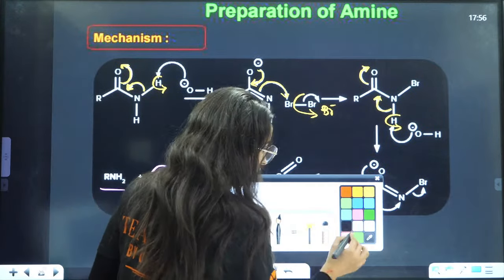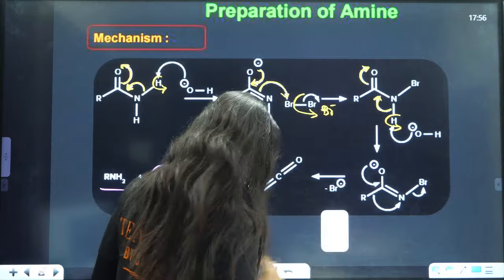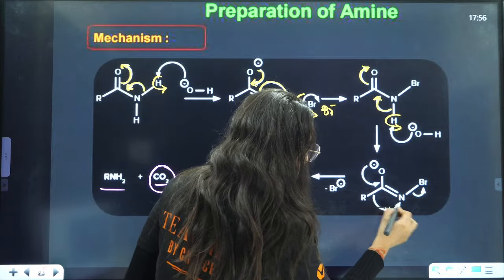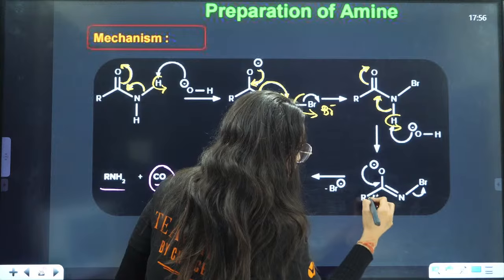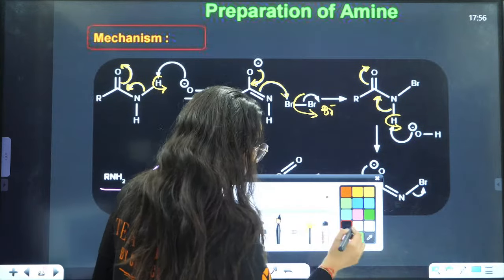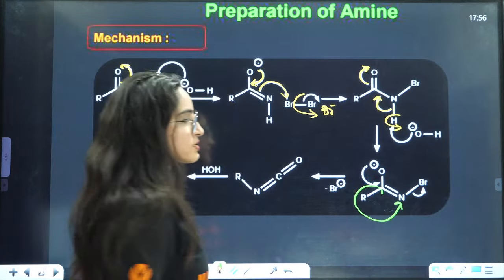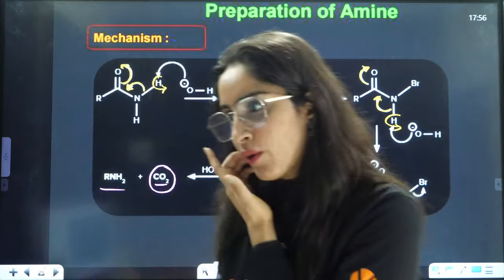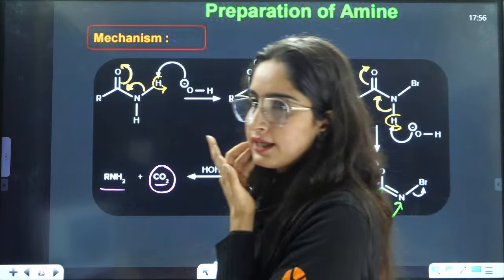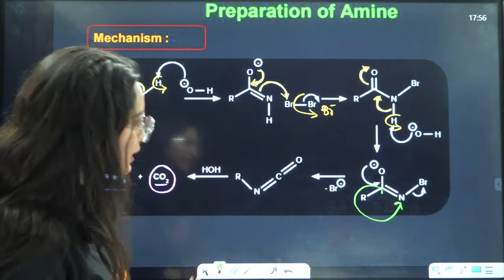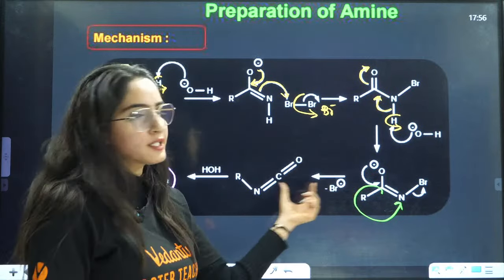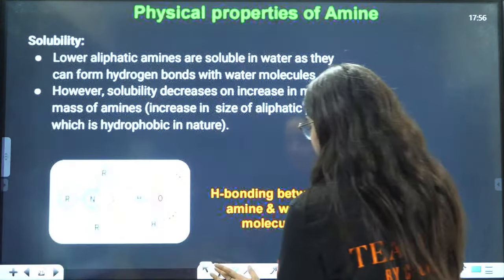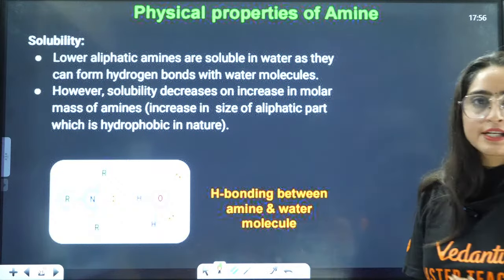After this, there will be shifting of this alkyl group. This is the alkyl group that will be shifted to this nitrogen, and hence you will have R-N double bond C double bond O, and Br will be eliminated from here. Directly they will not ask you the mechanisms, but any step can be asked from here, especially this step. And this is called the Hofmann bromamide degradation reaction.